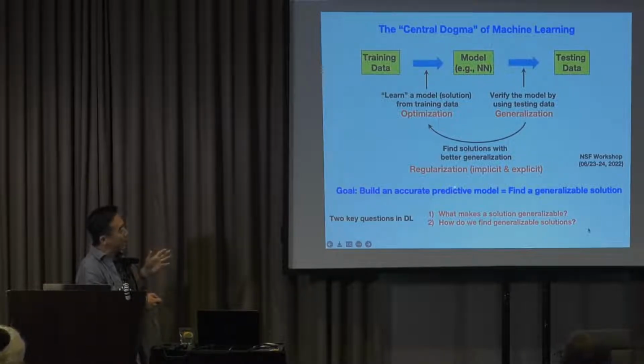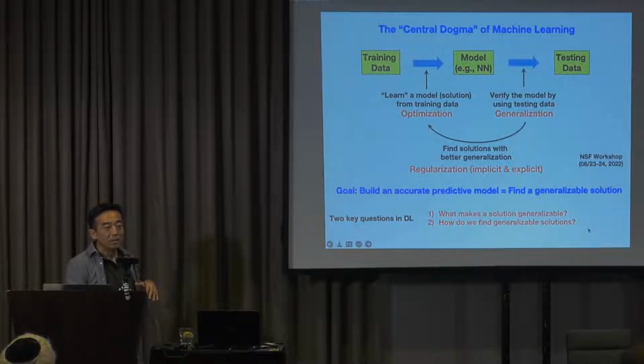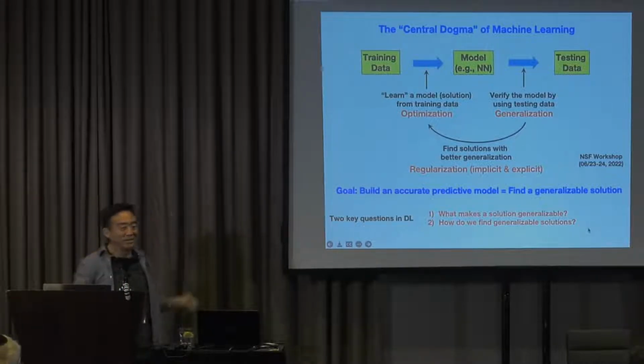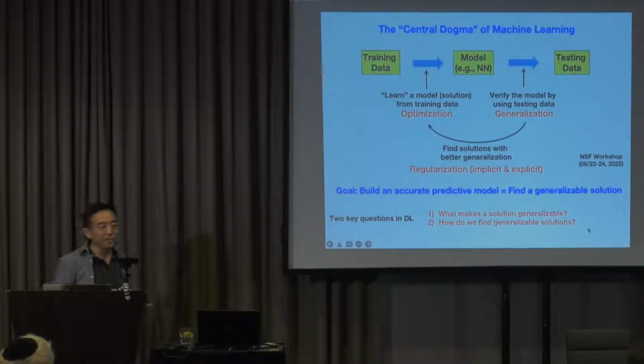So that's generalization. How do you actually build a more accurate predictive model? Is to find a generalizable solution, and often what people use in computer science is putting some kind of regularization to try to help you find a better solution, right? What they generally call regularization. So the two questions in deep learning are: what makes a solution generalizable, and how do we actually find them?